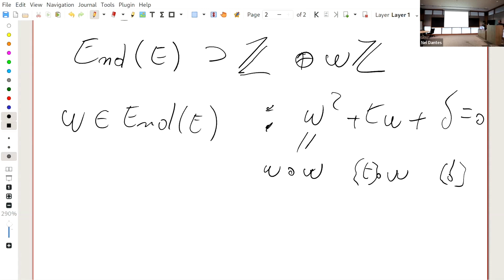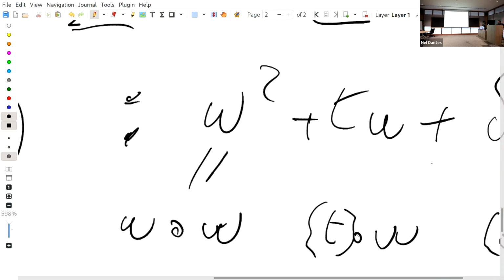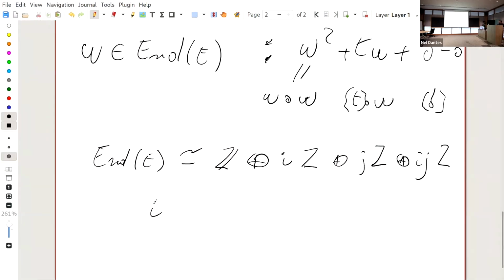And then sometimes, and this is the usual case for supersingular elliptic curves, you will have that the endomorphism ring is isomorphic to some structure, Z plus iota times Z plus J, I'll call this I times Z, J times Z plus IJ times Z, where these I and J are both endomorphisms and satisfy something like I squared equals minus A, J squared equals minus B, and IJ equals minus JI.